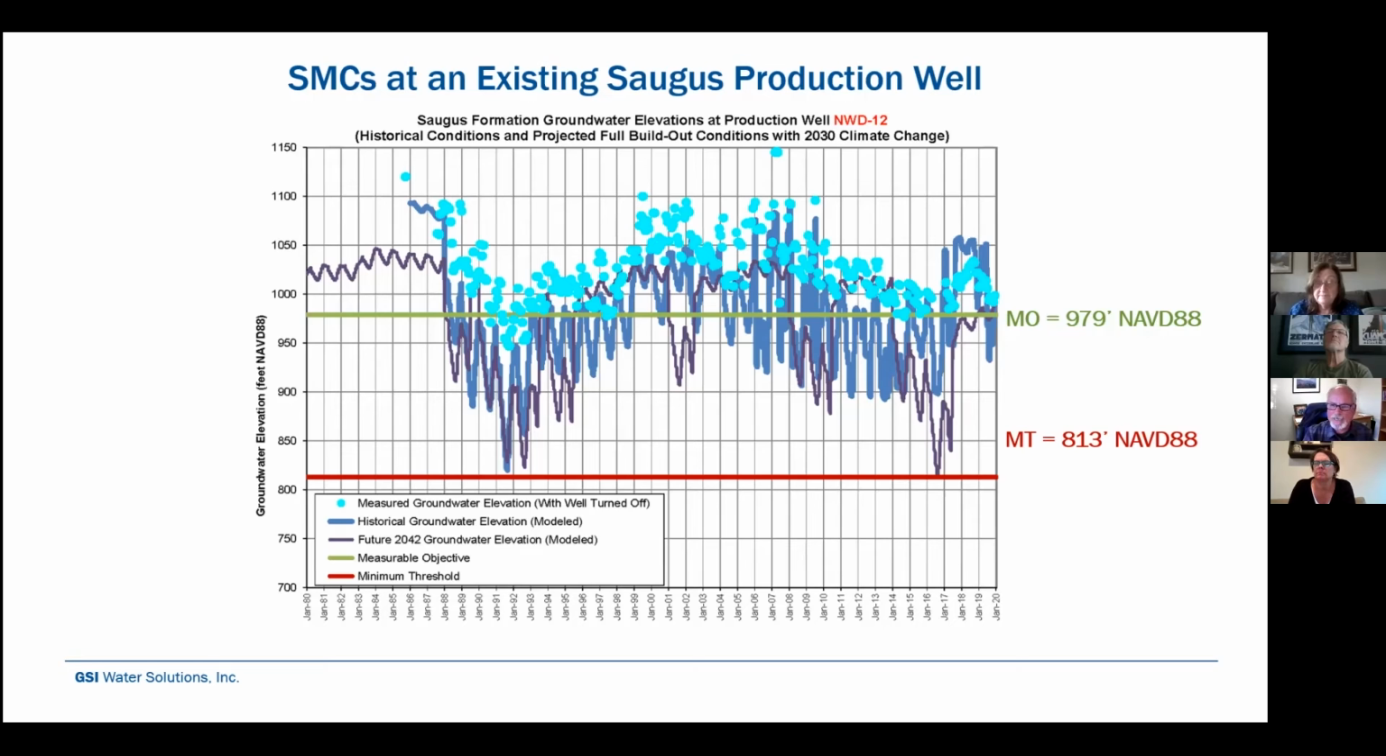Whether the number should be 10% or 25%, I guess we could debate about that. We felt like 25% was a good number given the number of wells we actually have available to us to monitor, particularly in the Saugus. We just don't have that many wells. The other. What does that translate to in numbers, Jeff?